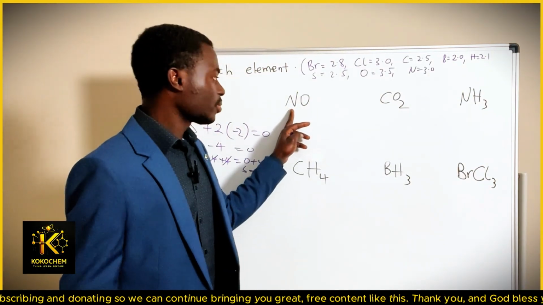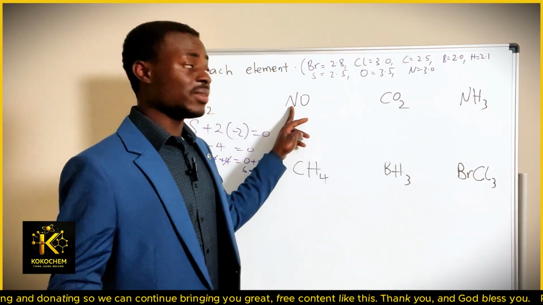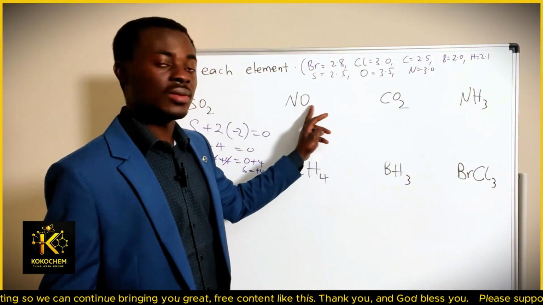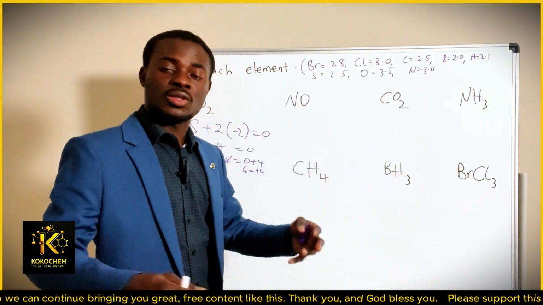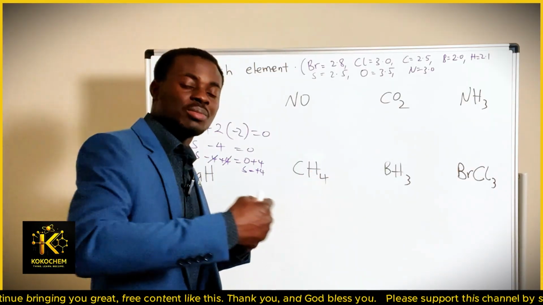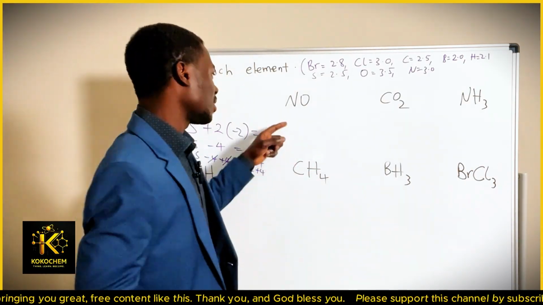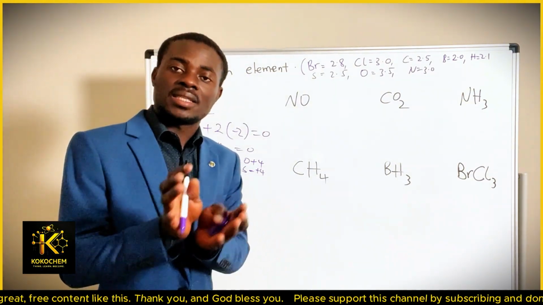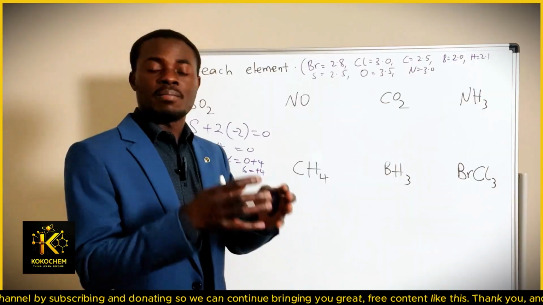Let's go to NO. Nitrogen's electronegative value is about 3.0, and oxygen, as I said, is 3.5. Oxygen is stronger, so oxygen will pull more electrons than nitrogen. So oxygen will have a negative charge, and nitrogen will have a positive charge.